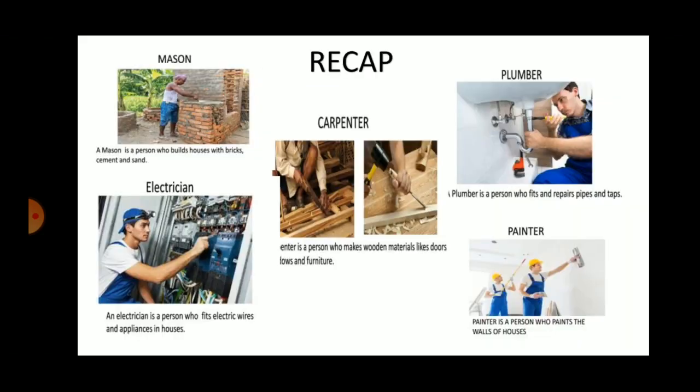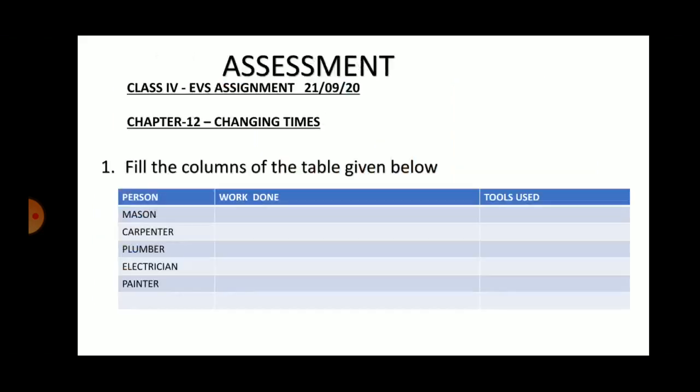So children, today you have learnt about the different people or workers who help us to construct our house. Mason, carpenter, plumber, electrician and painter. So, children, today we have come to an end of chapter 12.